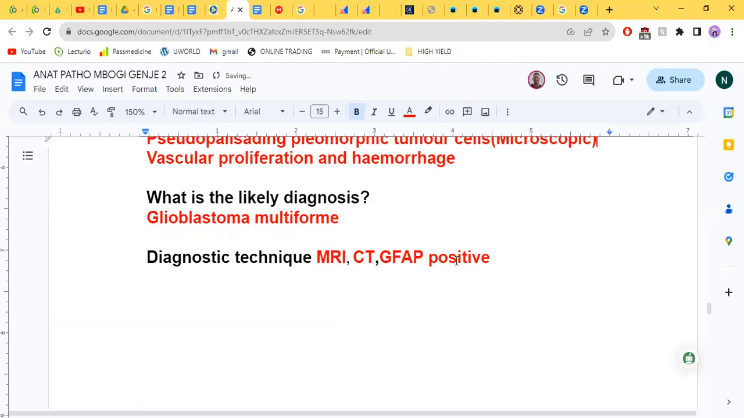Now, we've given our diagnosis as glioblastoma multiforme. Some of the diagnostic techniques you can use are imaging, so MRI, CT, and GFAP, it's GFAP positive. I'm not exactly sure what this is, I've forgotten, but maybe in your free time you can check, or if anybody knows exactly what it is, can write it in the chat box.